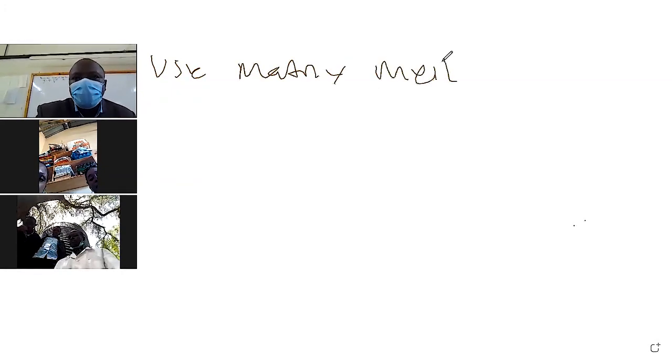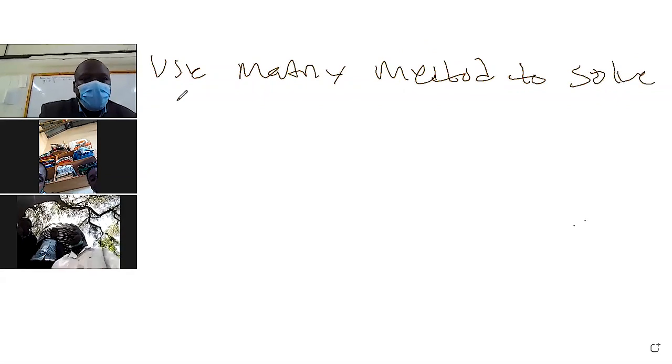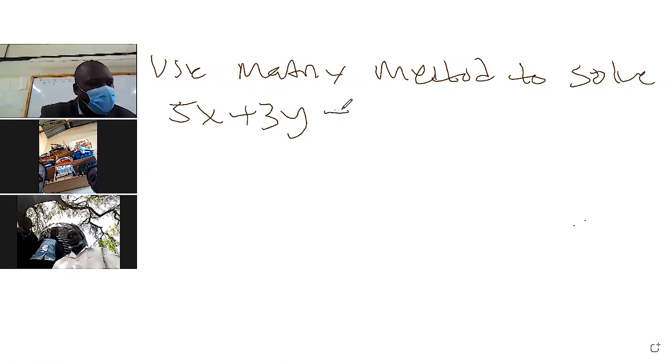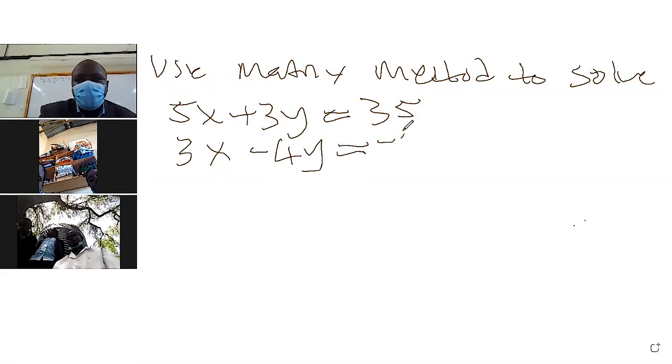It's a question about solving simultaneous equations using the matrix method. So you are told to use the matrix method to solve 5x plus 3y is the same as 35, and 3x minus 4y is the same as -8.